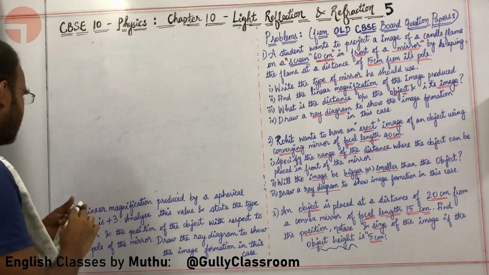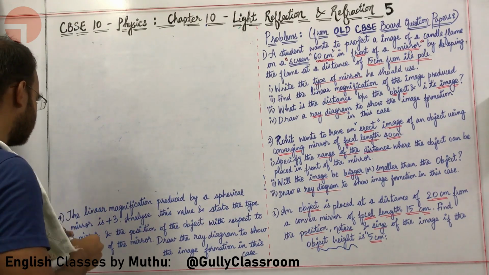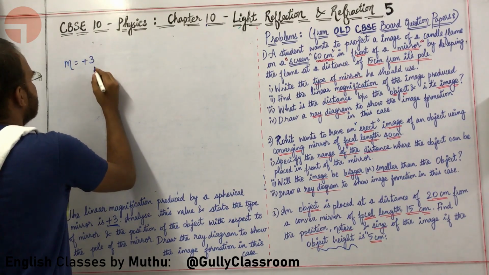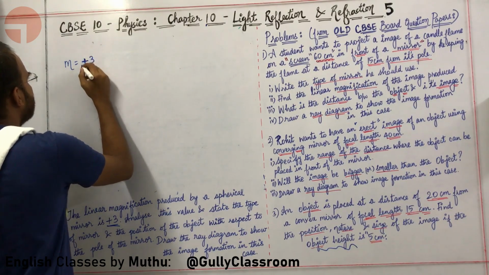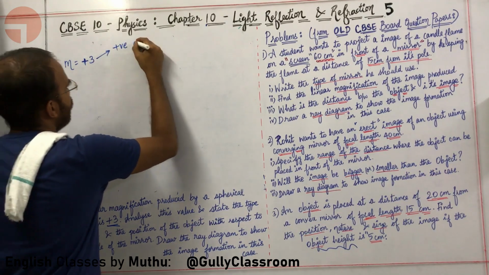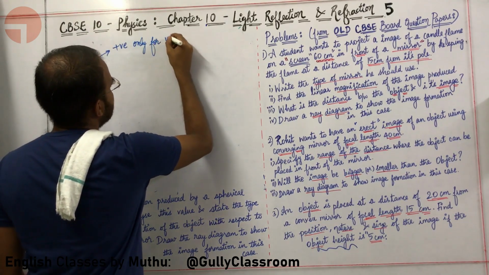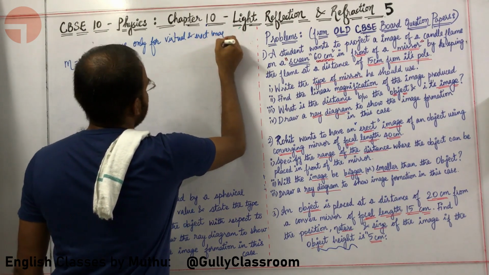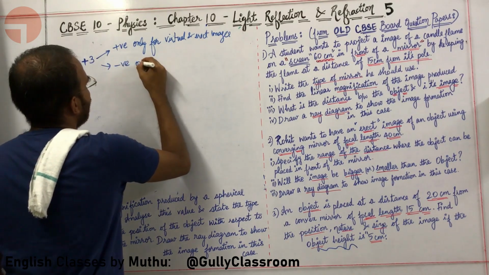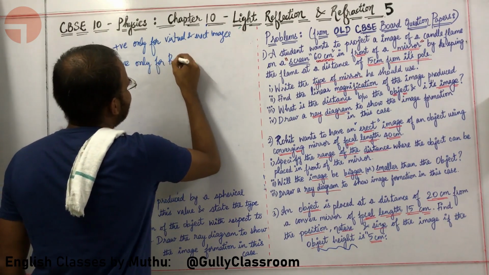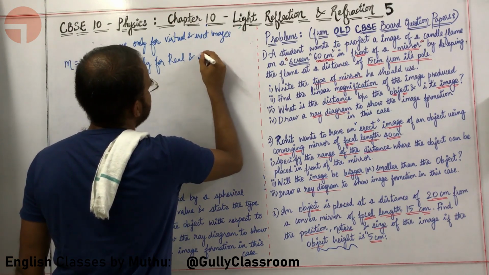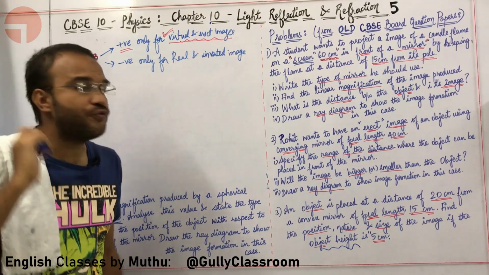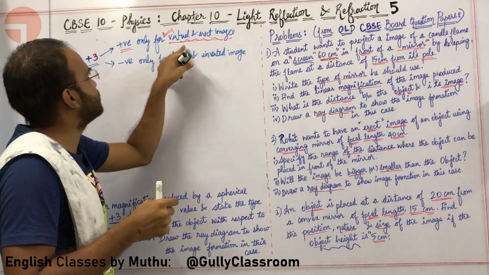Okay, this is going to be an absolutely easy thing. How, sir? First, they are giving that magnification is +3. If it is plus, magnification is positive only for virtual and erect images. Magnification is negative only for real and inverted images. So there are two possibilities for an image to be virtual and erect.